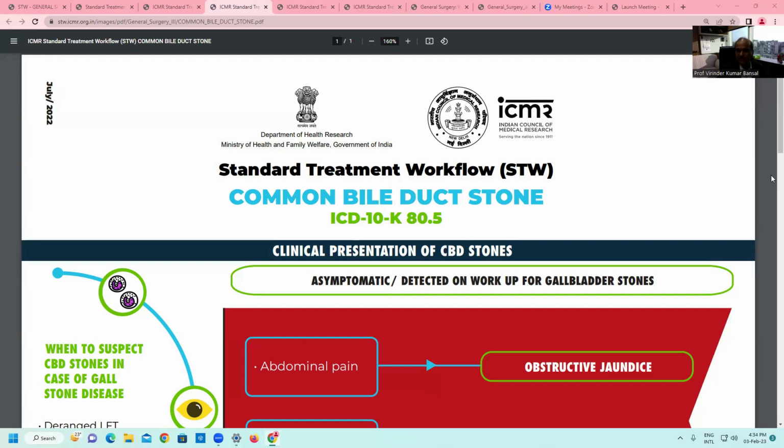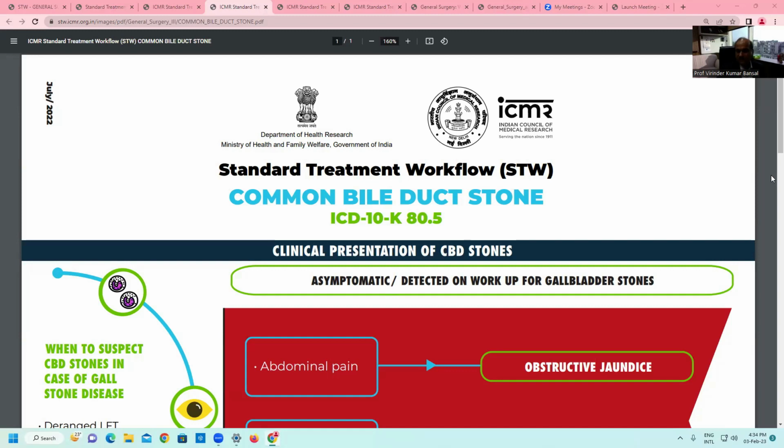So if in the STW it is mentioned that in a patient of gallstone disease, an MRCP may be required in certain circumstances, the physician who is ordering that MRCP in a patient of gallstone disease can justify his action based on this STW. This can be quoted as a standard document.